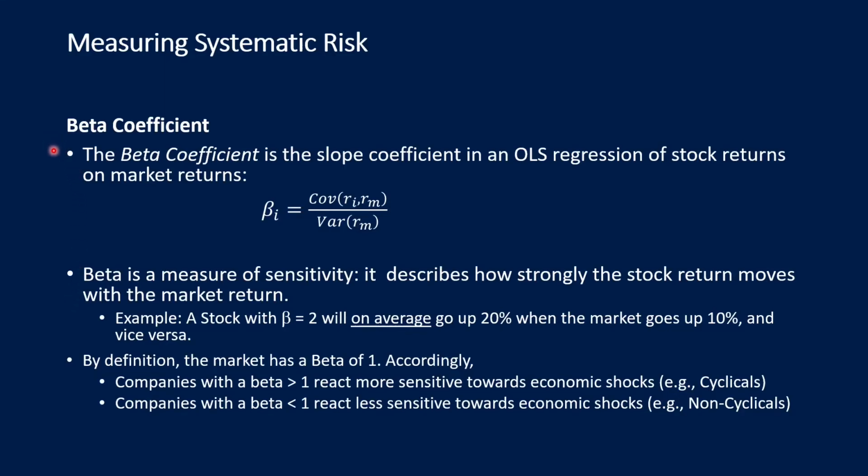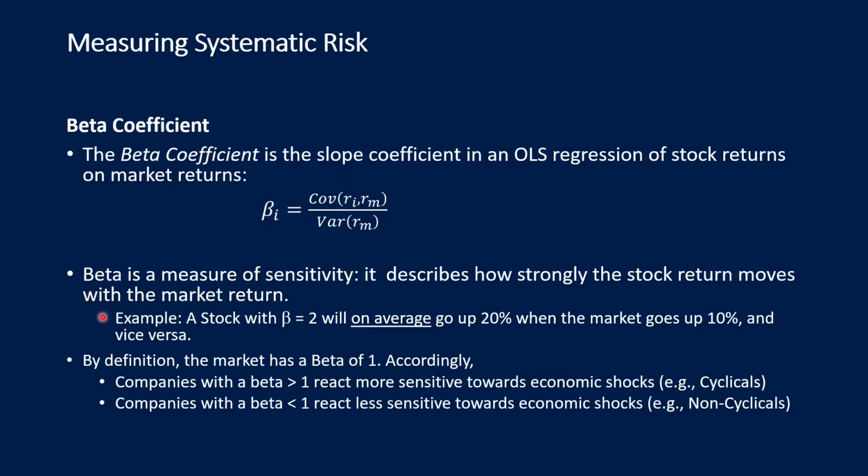Now the beta coefficient comes into play. The beta coefficient is the slope coefficient in an OLS regression of stock returns on market returns. So the beta of stock i is the covariance of stock i and the market divided by the variance of the market. Beta is a measure of sensitivity. It describes how strongly the stock return moves with the market return.